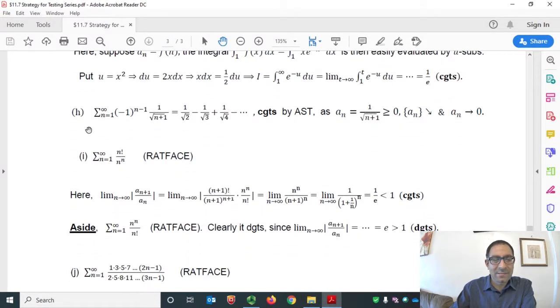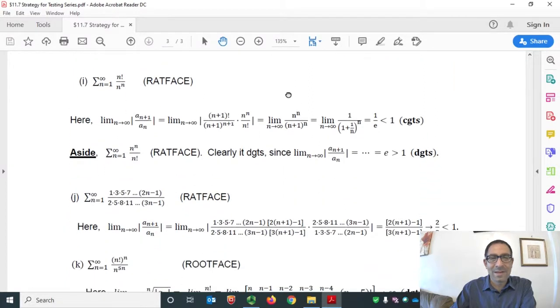Part H. So the given series is an alternating series. Then use the alternating series test. Here the terms of the series are positive, the series is decreasing, and the limit as n goes to infinity of a_n goes to 0. So that means by AST the series is convergent. Great. Let's move on.